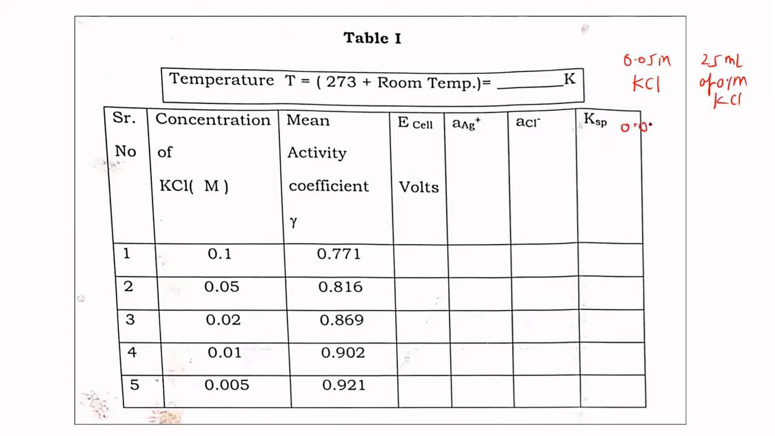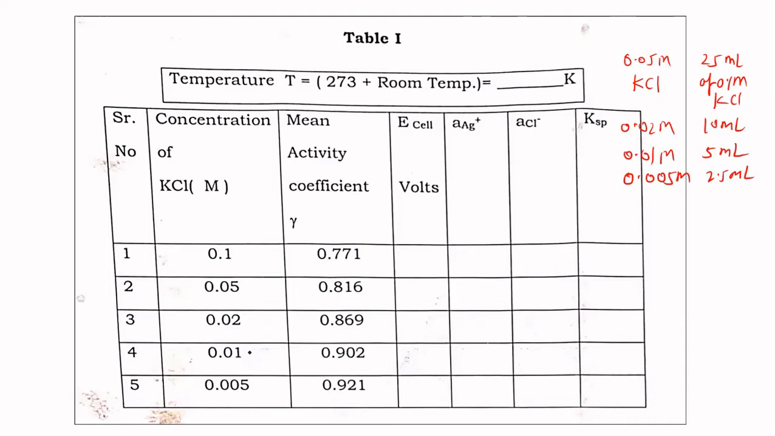For 0.02 molar KCl solution, take 10 ml of this 0.1 molar KCl solution. To prepare 0.01 molar KCl solution, take 5 ml of the KCl solution. Then for 0.005 molar KCl solution, take 2.5 ml and dilute it to 50 ml. So in this way, we can prepare the solutions by taking 25, 10, 5 and 2.5. So these are the calculations.